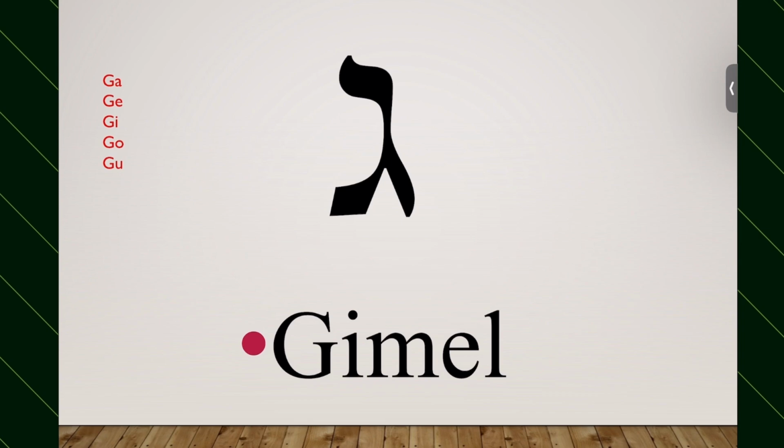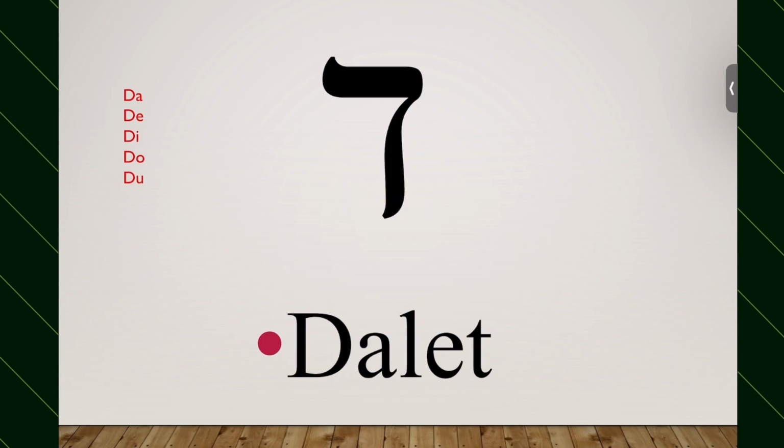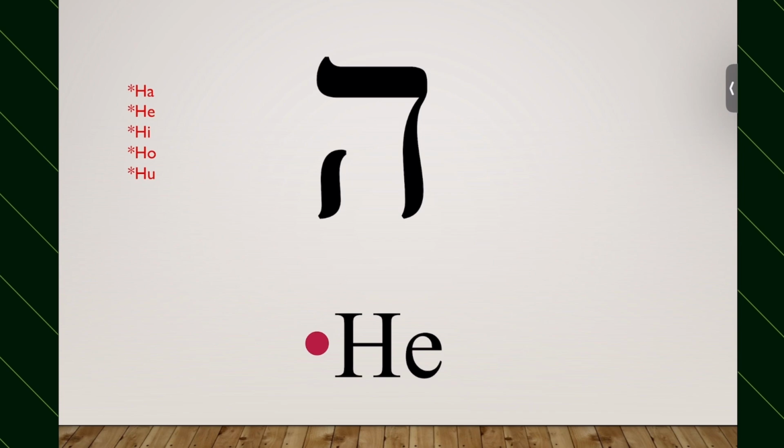Next we have Gimel. Gimel has the sounds ga, ge, gi, go, gu. Okay, that's Gimel. Now we have Dalet, which has the sounds da, de, di, do, du. Now we have a Hey.